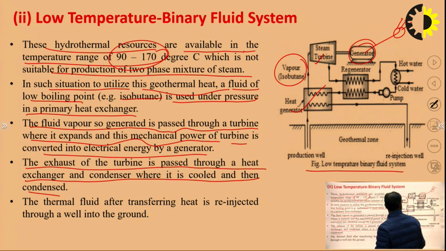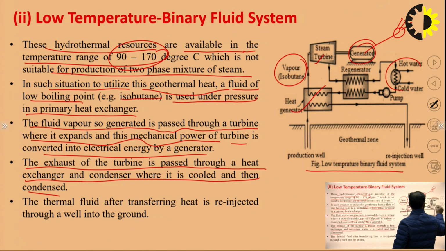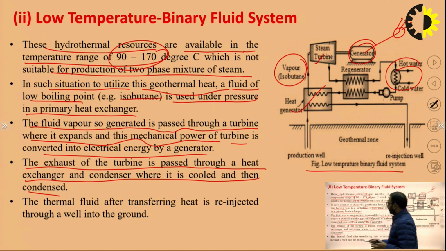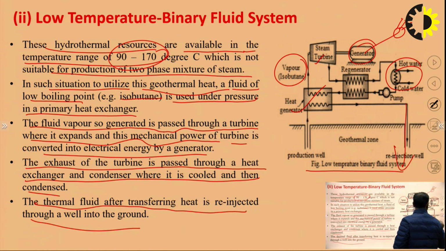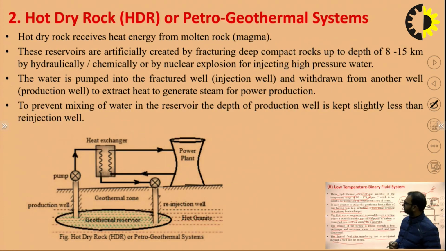The exhaust of the turbine is passed through a heat exchanger and condenser where it is cooled. This is the condenser. The thermal fluid after transferring heat is re-injected through a well into the ground. So after production of the electricity, the cold water from the condenser is sent back to the re-injection well. So this is the working of the low temperature binary fluid system.